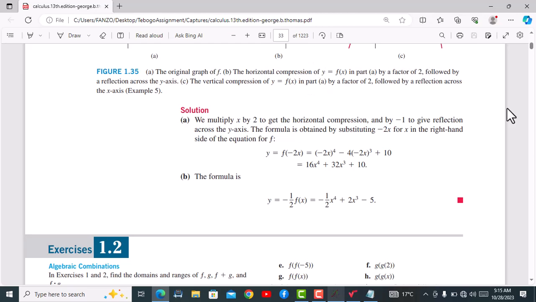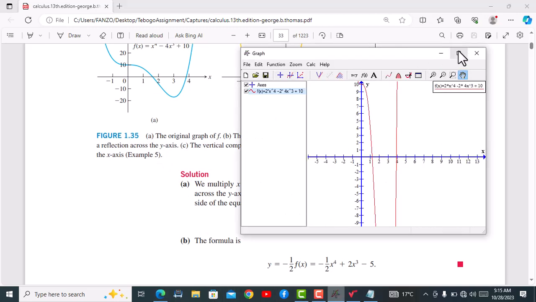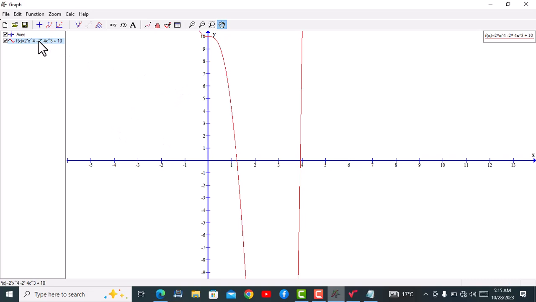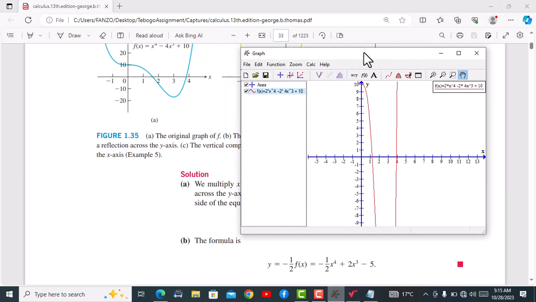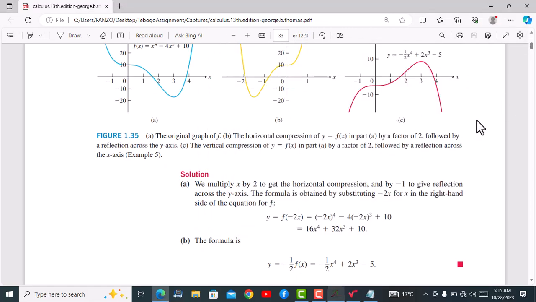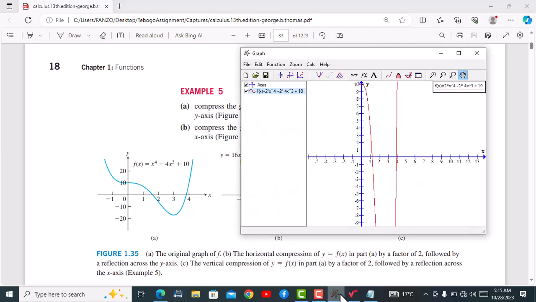So we are just saying, remember they said compress this by 2, and then they said followed by a reflection along the y-axis. I know reflection along the y-axis, only the value of x changes the sign. So let's just try to do it in here. So what I'm going to do is just the following. So let me just do this.